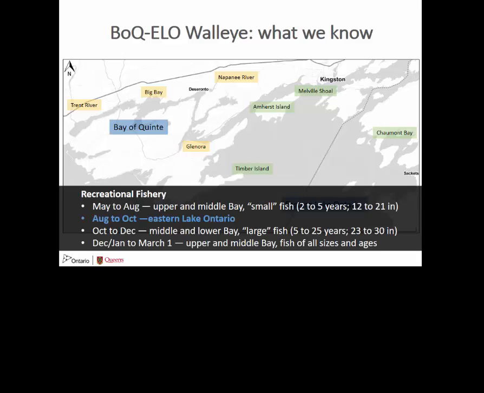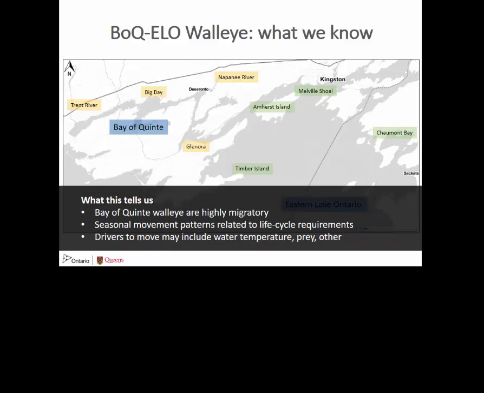If you look at that a bit more closely, within the recreational fishery, from May to August, we have a fishery in the upper and middle bay for small walleye. October to December, we see in the middle and lower bay a large fishery forming. And then December, January into March, we see a winter fishery in the upper and middle bay with fish of all sizes. Highlighted in blue here is this newer fishery that's developed for trophy fishing in Eastern Basin, Lake Ontario, through August to October. And so questions around that essentially kick-started this project and led us to where we are today.